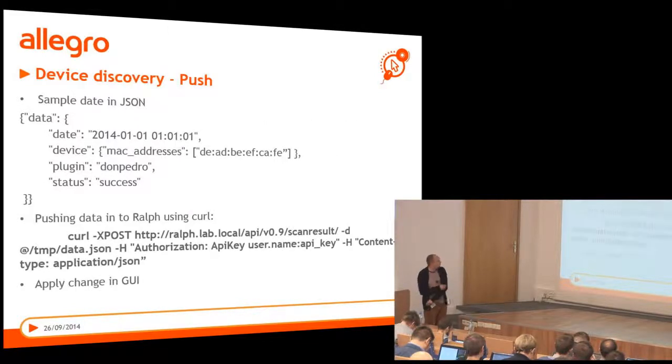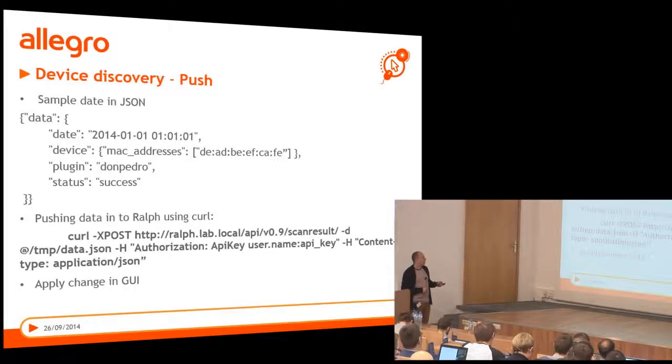And this is a sample of a very simple discovery plugin. For example, we have the information about the scan. So this is date, device, MAC address, plugin, whose name is Don Pedro, which I will give you information about in the next slides, and status of the discovery. For pushing data, I was using the curl method to send the data using a file to the RALPH API. And after that, I have to accept the information from the GUI.